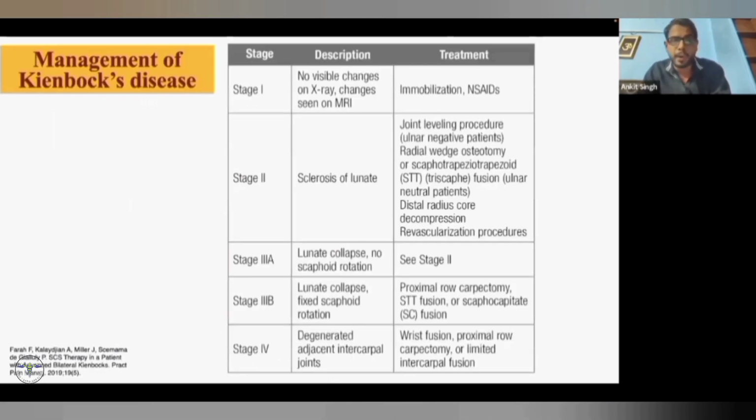So this is a brief outline about the management of the Kienbock disease in general, where stage 1 is usually managed by immobilization and NSAIDs. Stage 2 by various joint leveling procedures, radial wedge osteotomies, and core decompression and revascularization procedures. Stage 3 is managed likewise. The more important and difficult stages to manage are stage 3B and stage 4.